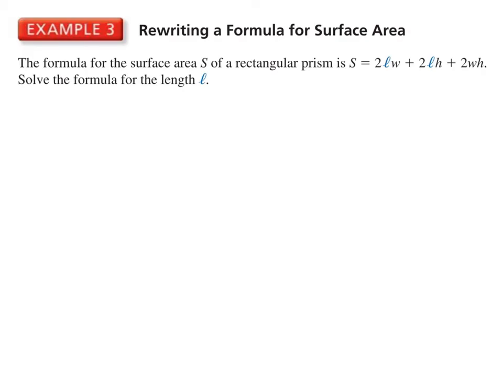All right, example 3, rewriting a formula for surface area. Okay, so they give you the surface area here. This formula looks a little crazy, and I want you to solve for L. Okay, so first thing we're going to do is get the terms with the L by itself. So I just need to get rid of this because that doesn't contain an L. So I'll subtract 2WH from both sides.